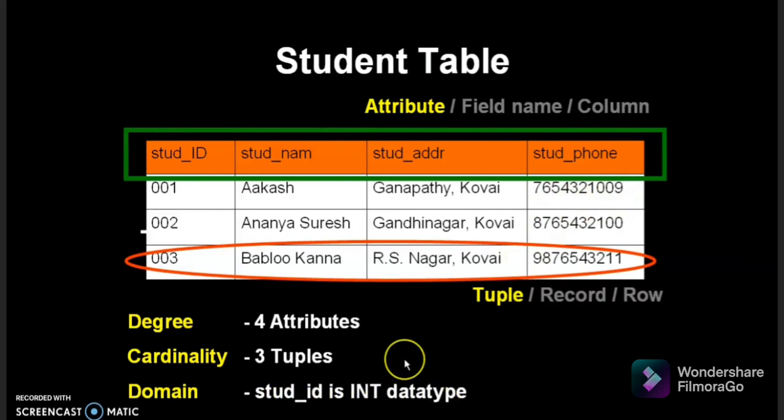So this is all about the table. Student table has attributes, that is the field names. The row is a record. Degree means number of attributes, number of fields, 1, 2, 3, 4. So it is 4 attributes. Cardinality is the number of records. Here in this example we have 3 records. Domain is the data type of each field name.